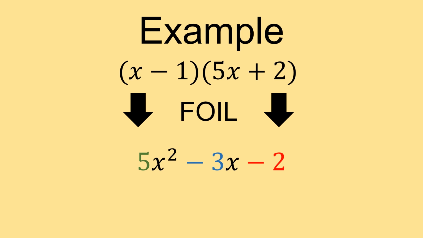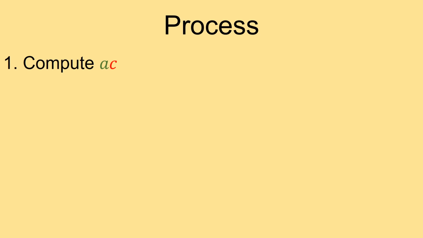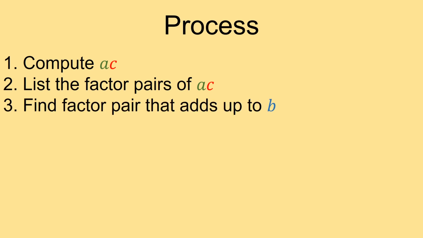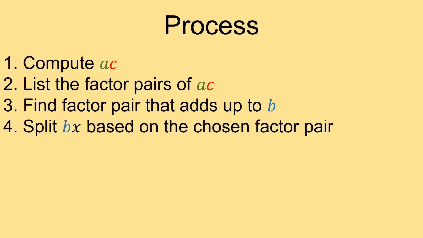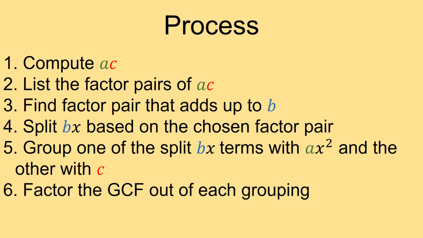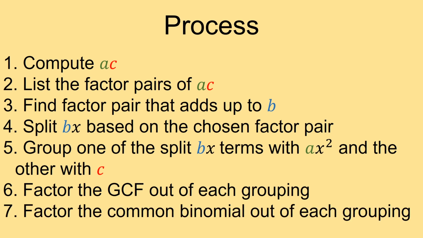So let's review the process. First, you multiply a and c together. Then you list out the factor pairs of a times c. You find a factor pair that adds up to b. We then split bx based on that chosen factor pair. Group one of the split bx terms with ax squared and the other with c. We determine the GCF of each of those groupings and factor that GCF out of each, and we finish by factoring out the common binomial from each grouping.